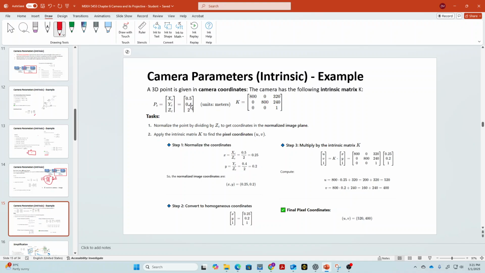Based on this, you divide 0.4 by 2 and 0.5 by 2, and you get the x and y here. This is the normalization. After that, with this x and y, you calculate with the K intrinsic matrix. Finally, you get u and v from the calculation, which in the example is u equal to 122, v equal to 400. That will be the location on the sensor at the back for the 2D image.